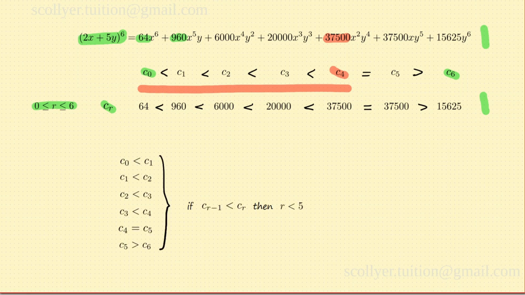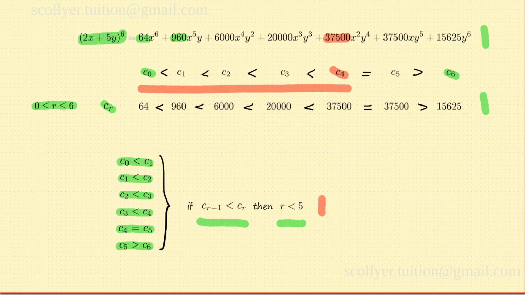So we have 6 facts. C sub 0 is less than C sub 1, C sub 1 is less than C sub 2, C sub 2 is less than C sub 3, C sub 3 is less than C sub 4, C sub 4 equals C sub 5, C sub 5 is greater than C sub 6. And we can summarize those facts by saying if C sub r minus 1 is less than C sub r, then r is less than 5.